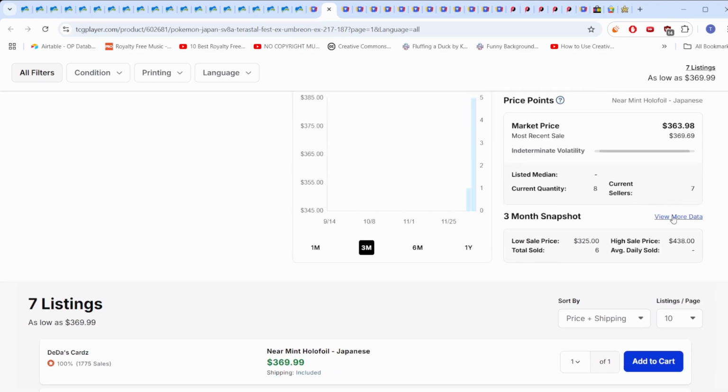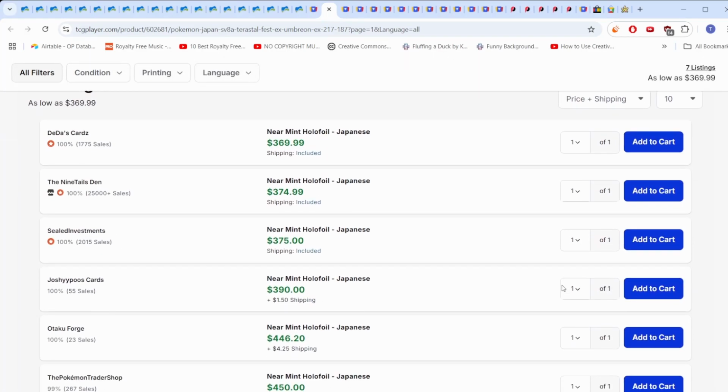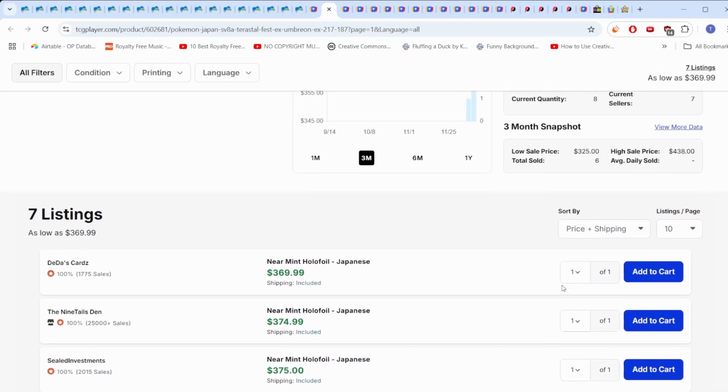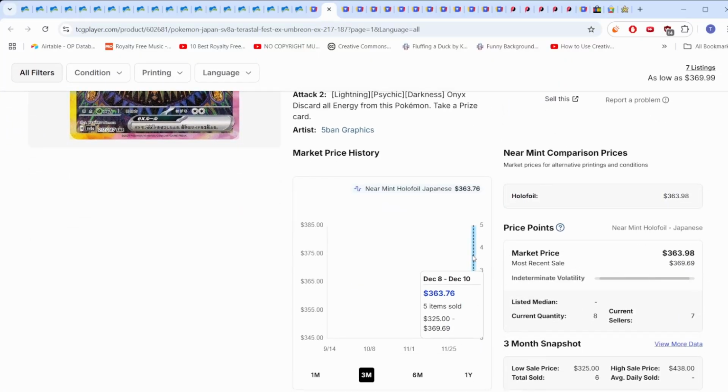But let's look at the data over here. Today it sold for 370, 360, 340. So on TCG Player, the price is going up actually. This is more recent data, so I actually feel a little more confident. But also, what's the volume?